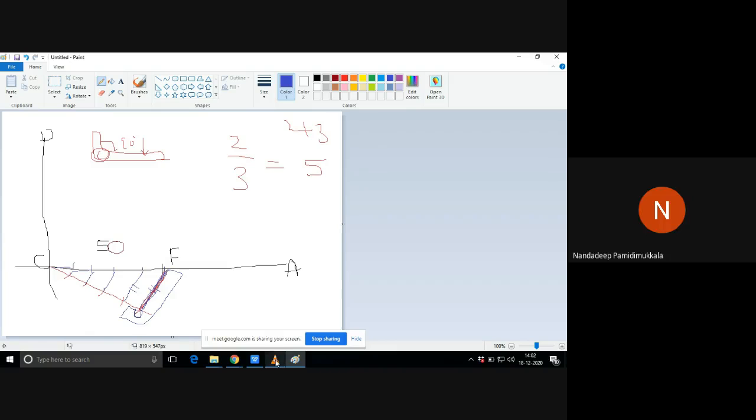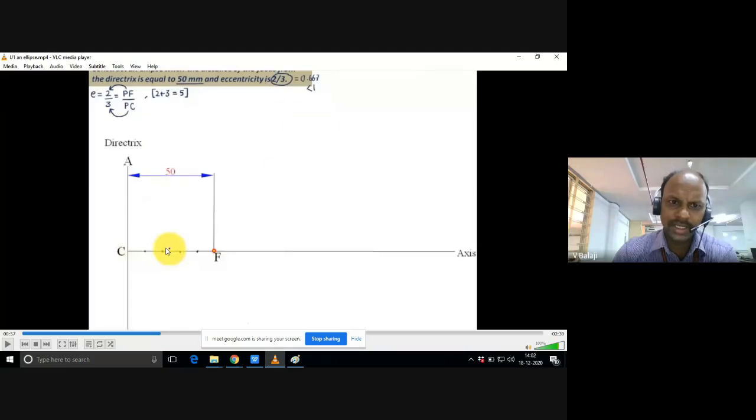Yes, sir. So now come to the next step. After getting this focus, divide this CF into an equal number of parts, that is 5 parts. Now, after that, you need to locate the vertex by moving two parts from the focus.